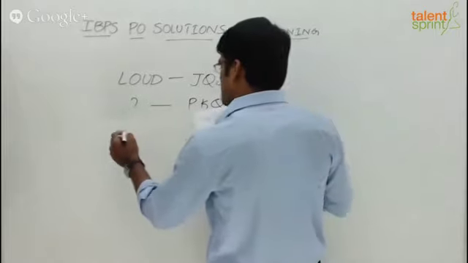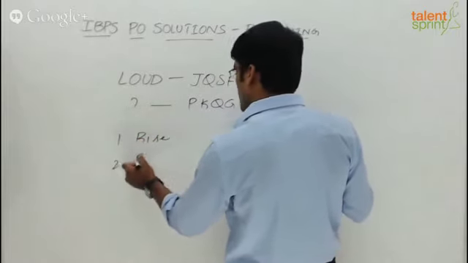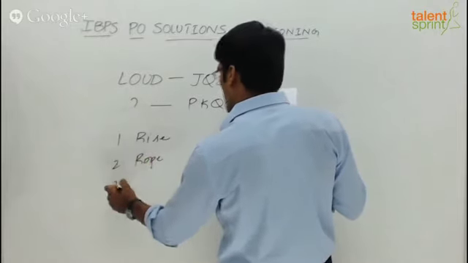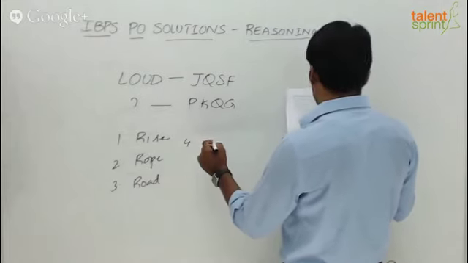I'll give you the answer options here. First answer is rice. Second answer is rope. The third one is road. Fourth answer here is rice.